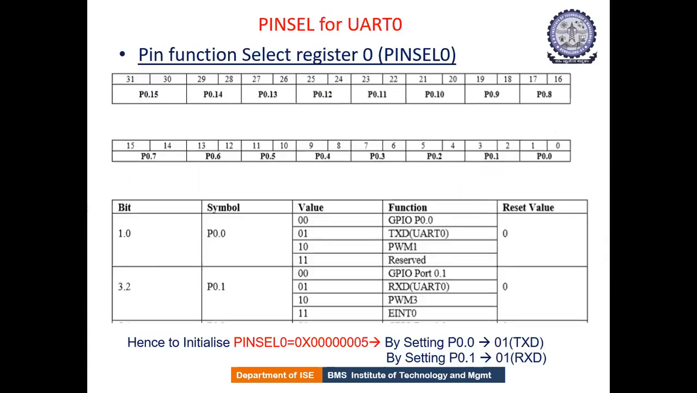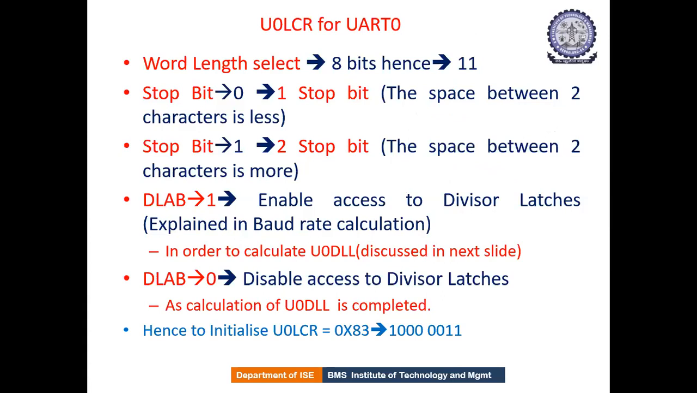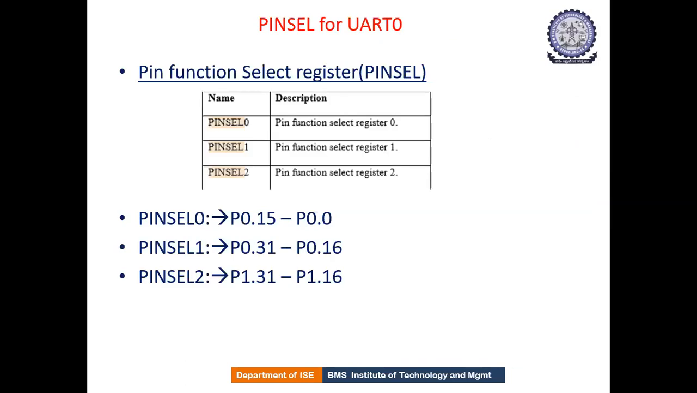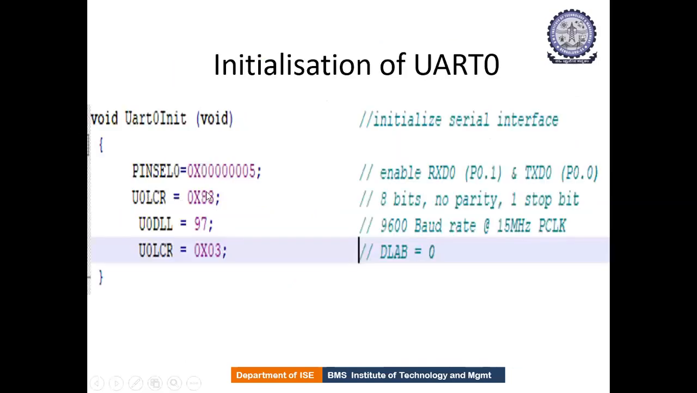So what exactly is U0LCR? We have calculated U0LCR. The word length bits are 1 1 at the last bits, and the stop bit we are using is the next bit, which you can initialize. And DLAB is 1 before accessing and after accessing. So it will be totally 1000011. If you want to give 2 stop bits, it becomes 1 at the second bit. Now I am giving one stop bit, so we are using 0. So the initial value is 1000011.